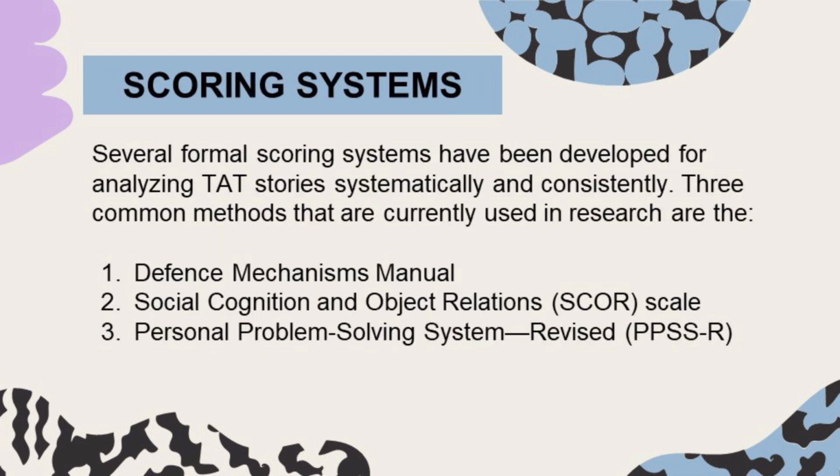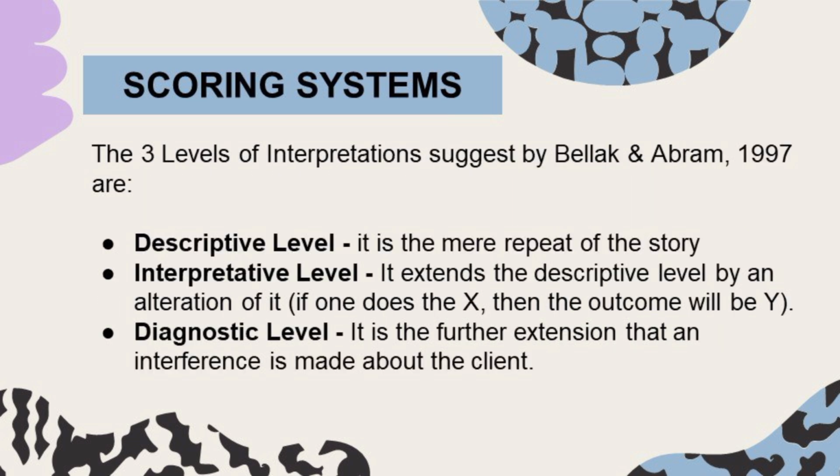Scoring systems. Several formal scoring systems have been developed for analyzing TAT stories systematically and consistently. 3 common methods that are currently used in research are the Defense Mechanisms Manual, the Social Cognition and Object Relations (SCOR) Scale, and the Personal Problem Solving System, Revised (PPSS-R). The 3 levels of interpretation suggested by Bellak and Abrams, 1997, are: first, the descriptive level.